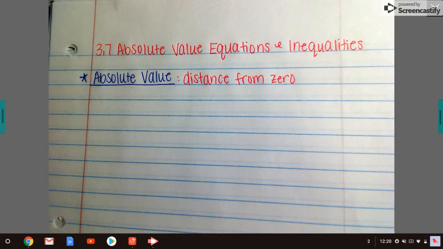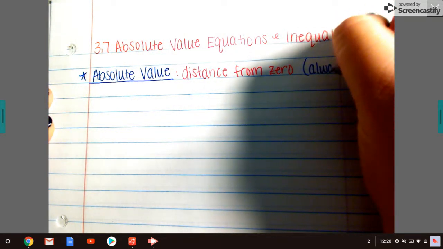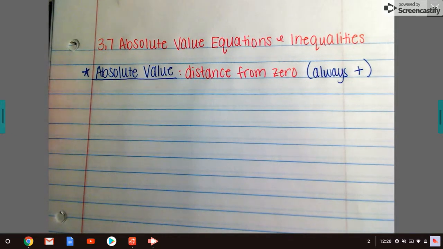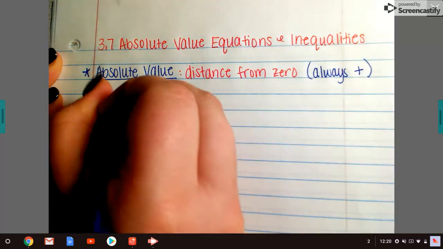I don't talk about the distance between two cities, and then if I were to drive back to where I'm from, I wouldn't talk about that as a negative distance. So this is always going to be positive. Always positive. So let me give you an example here on a graph, and I think it'll make a little bit more sense.